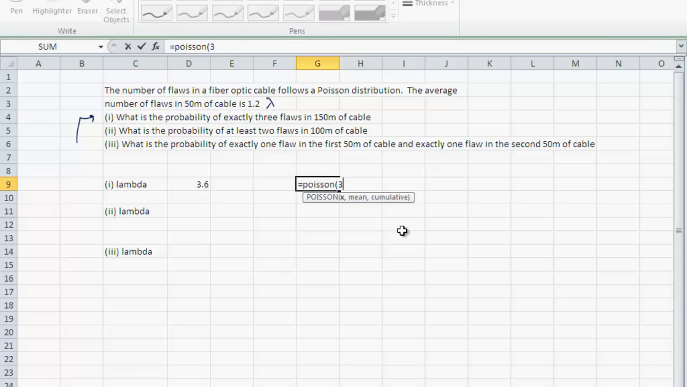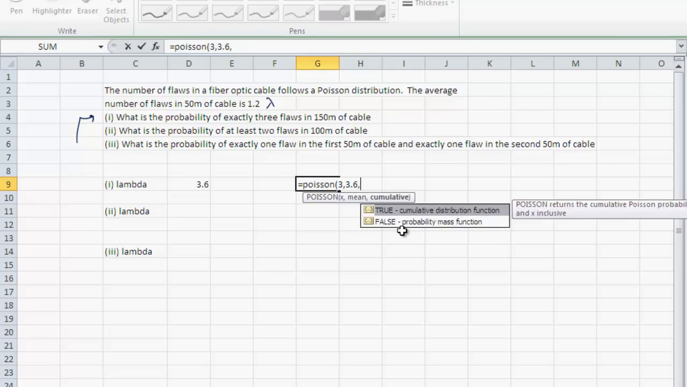The probability of 3 successes. What is the average for the interval? In this case it is 3.6. It is not 1.2. It's very important to get the interval right. I'm looking for 3 successes in 150 meters of cable. Therefore, the mean I should use should be the mean for 150 meters of cable, not 50 meters, okay?